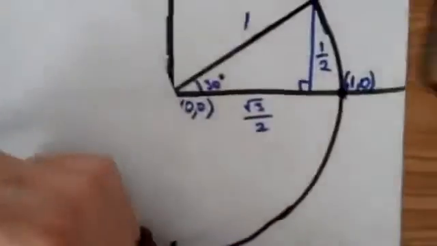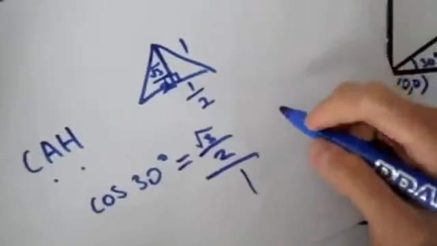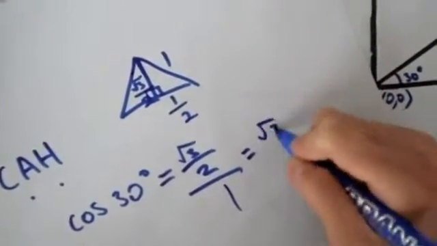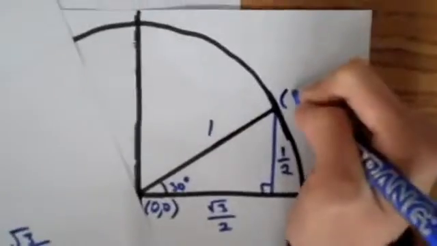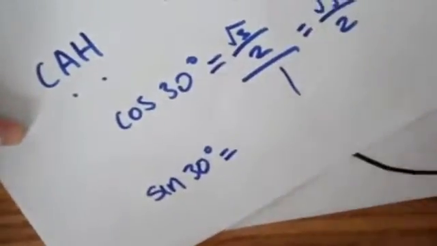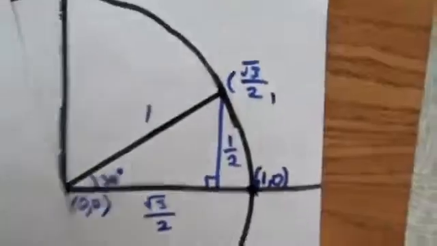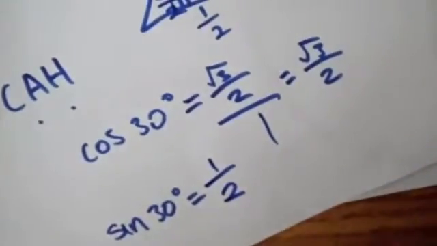Adjacent, which is radical 3 over 2. The hypotenuse is 1. Radical 3 over 2 over 1 is just radical 3 over 2, which is the x-coordinate. So let's find y by using sine of 30 degrees. Sine, S-O-H, opposite over hypotenuse. The opposite is 1/2. The length of the hypotenuse is 1 again, which makes this 1/2. Back to here, 1/2.